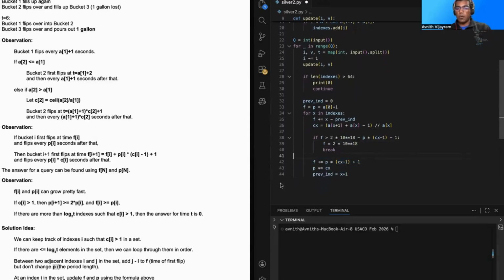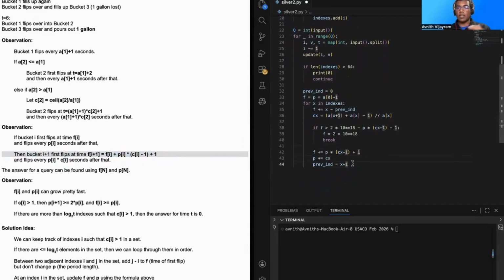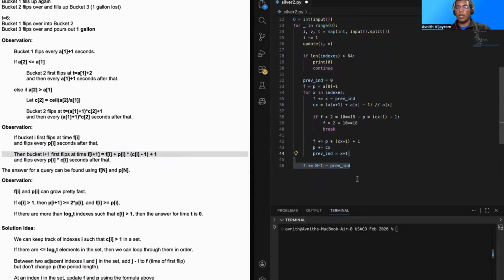Otherwise, we can apply the formula above, which we derived here. And we can store our current index and use it in the next iteration. At the end, we're just going to add up the segment from the last index in the set all the way to the end, bucket n. And this gives us the values of f and p for bucket n. And we can just plug that into our formula here, which will give us the answer for each query.